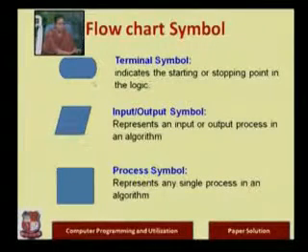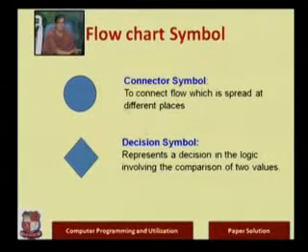this is the symbol for the terminal symbol, which is used for start and end, right? This is the input output symbol. You can show this as a process symbol, right? So for this question you can answer this way. This is a connector symbol, and this is the decision making symbol. So when asked to explain the various symbols used in a flowchart, you have to show these different symbols and their meaning. You can show it in a tabular form just as I have shown here.